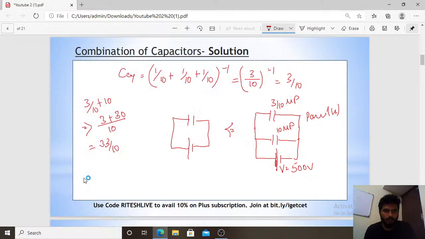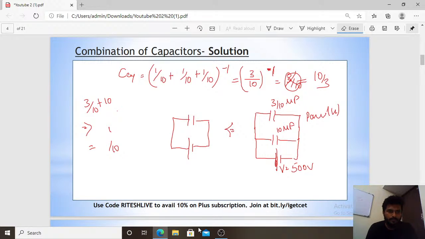It is not opening. So the term is 3 by 10. Oh, not 3 by 10. Sorry, right. So this is not 3 by 10. When you go on inversing, you will get value of what? 10 by 3, right? Then here, let me erase this. Okay, so this is 10 by 3.